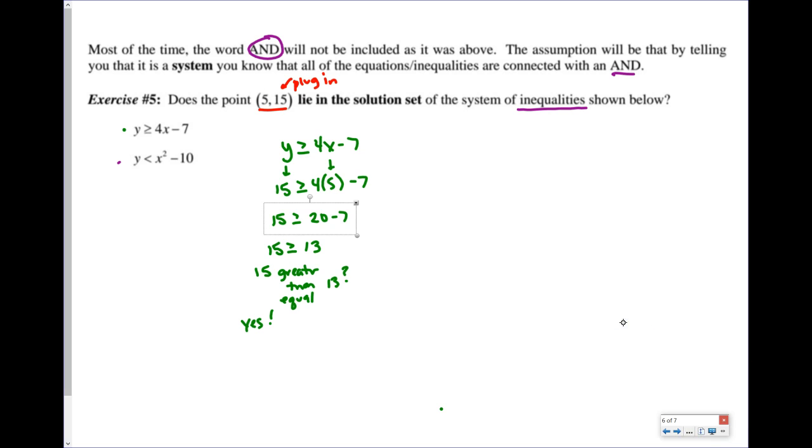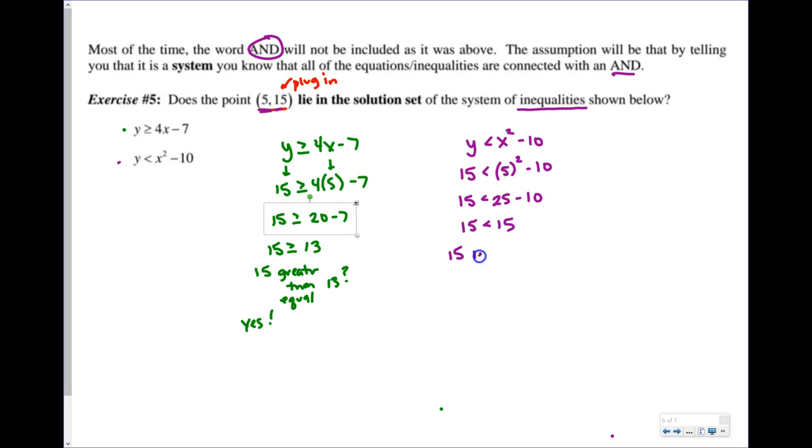I'm going to rewrite it over here. This is now a less than symbol, but same idea. What am I plugging in? The 5 and the 15. So 15 in for y. Oops, 15 in for y and 5 in for x. Remember to use my parentheses. 5 squared is 25, and 25 minus 10 is 15.